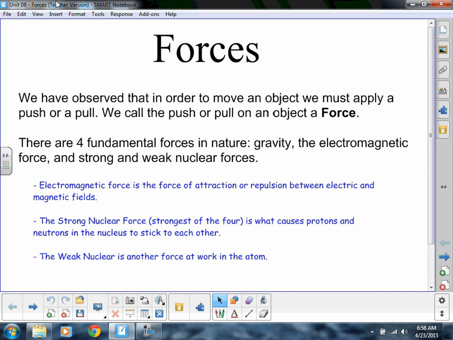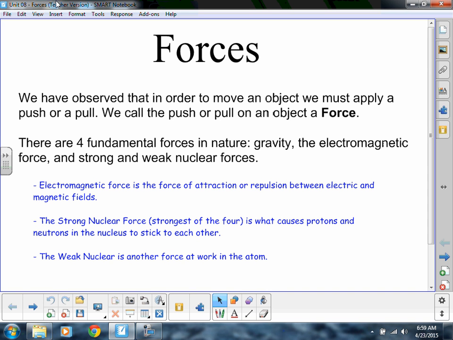So we have observed that in order to move an object, we must apply a push or a pull. We can call that push or pull on an object a force. That is the definition of force, any push or pull on an object. Now, in nature, there are four fundamental forces: gravity, electromagnetic force, strong and weak nuclear forces.